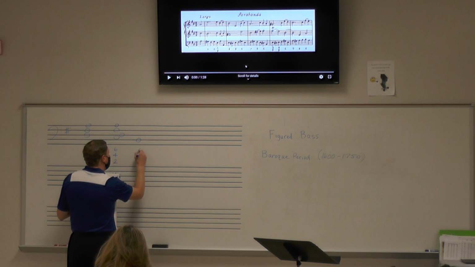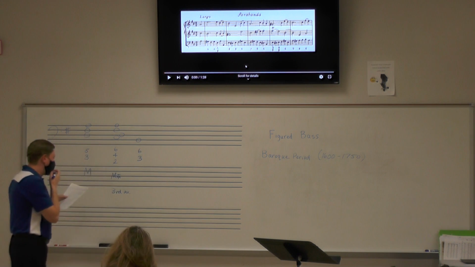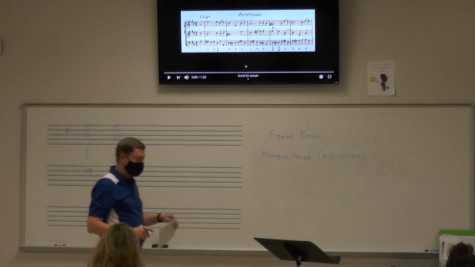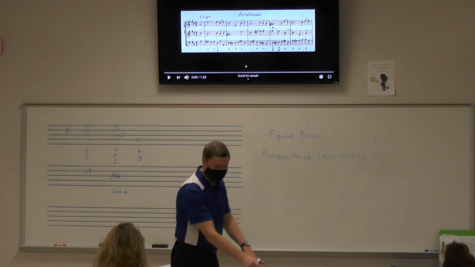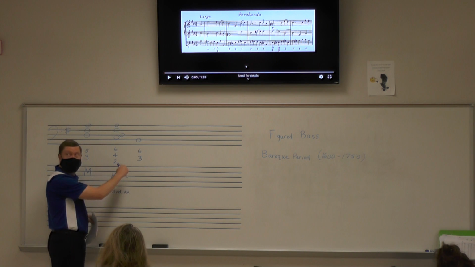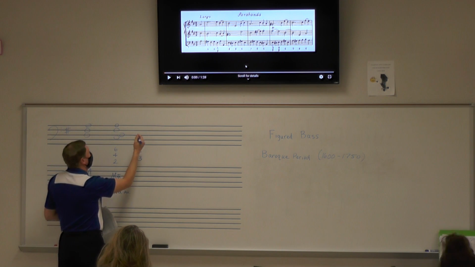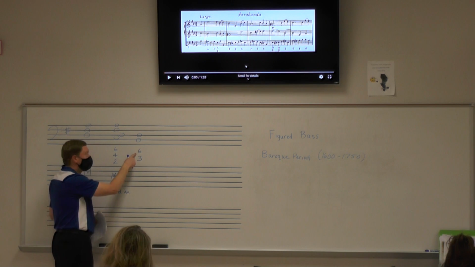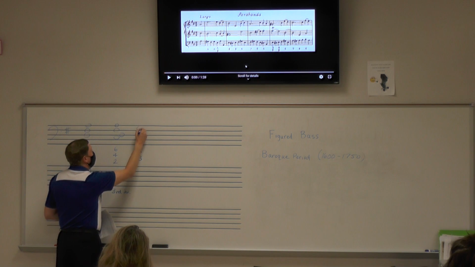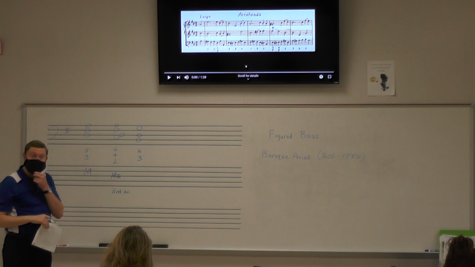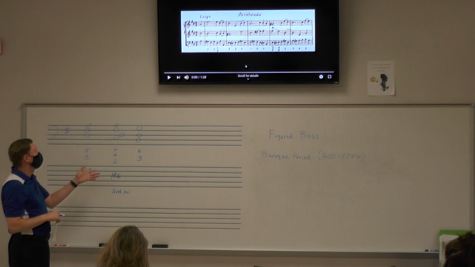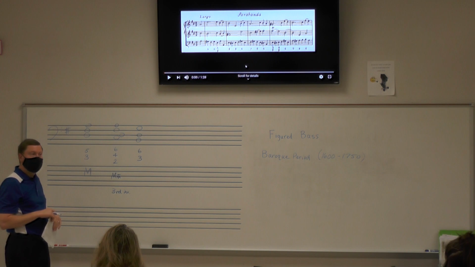B is my bass note, and I just have the figure 6-3. Help me realize or fill out that entire chord that's indicated by the figures. What note is a third above the bass? A D, right? And what note is a sixth above the bass? B. G. So it looks like we have a triad. It's not in root position. What type of triad is that? Major, minor, augmented, or diminished?